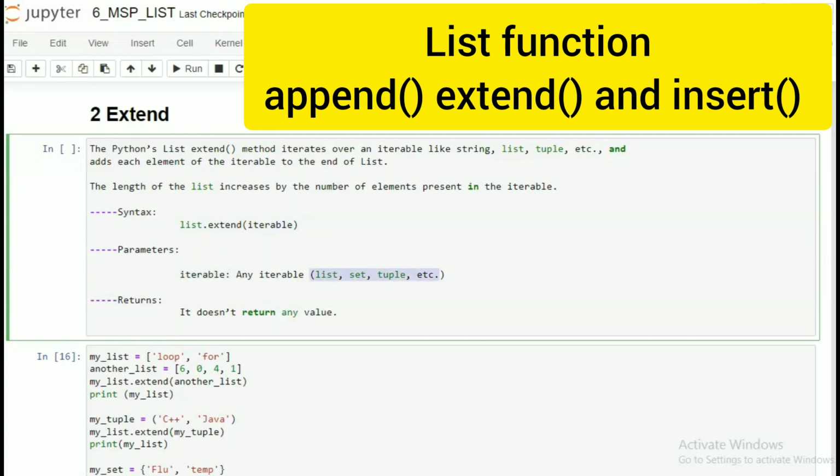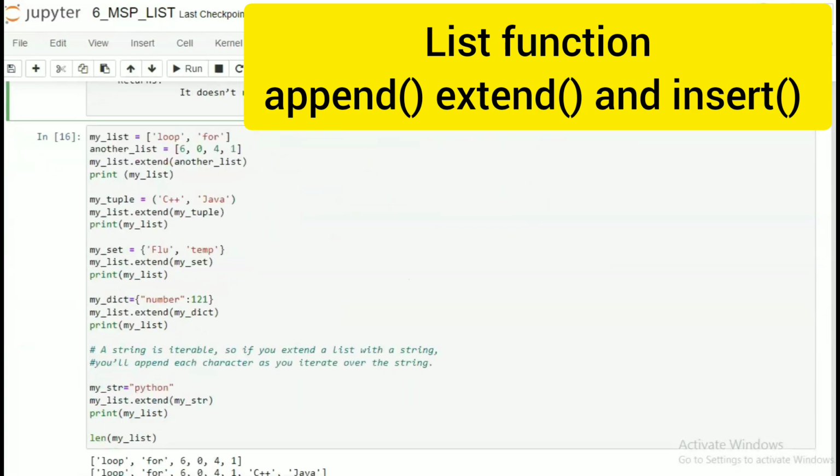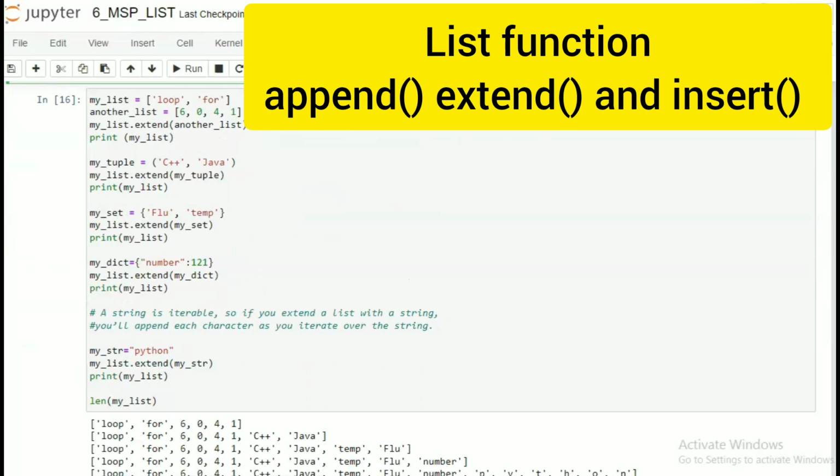So iterables can be anything like list, set, tuple or string. If you think about return type, it doesn't return any value. Let us understand with the help of an example. So I already declared my list with two values, loop and for. And after that I am trying to add another list with the values 60 and 41.